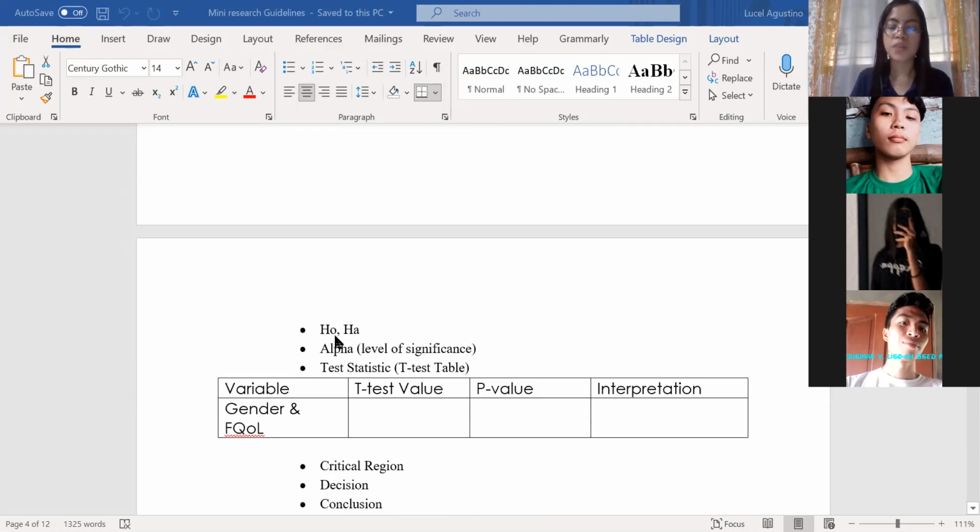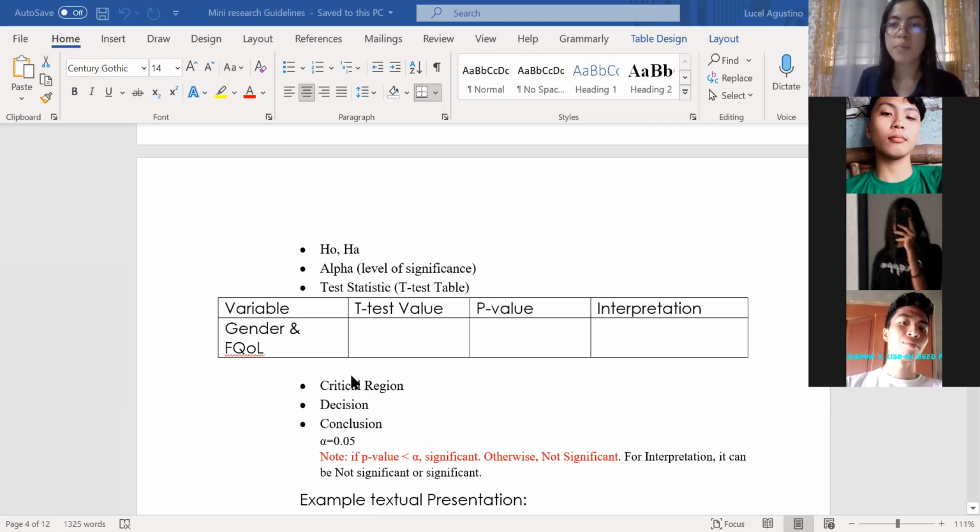For example, you specify the null and alternative hypothesis. Because our focus, it is actually not in your major research, but for the sake of seeing the steps of hypothesis testing, that is why I am targeting this. So state the null and alternative hypothesis and also your alpha and your test statistic. Usually you use software, so you just put the variables, gender and family quality of life. Then the t-test value, which the software gives you, you just write there. Then the p-value, and then your interpretation: is it not significant or significant?